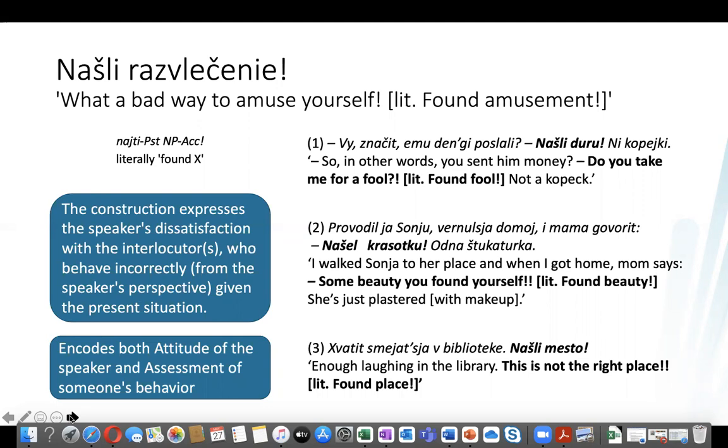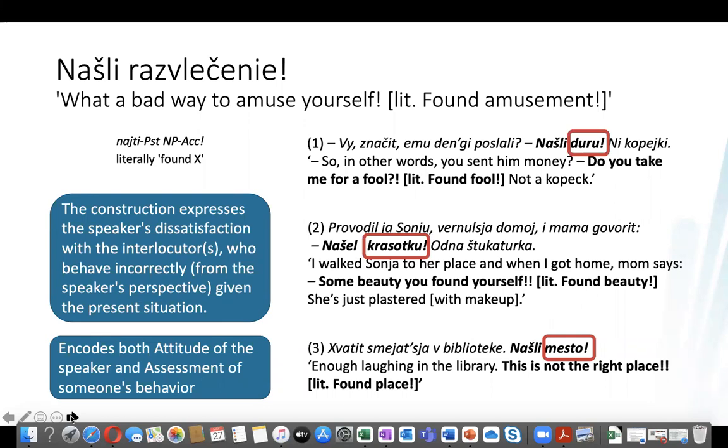So, for example, "дура" is an idiot, and so "Нашли дуру," there we're saying, do you take me for a fool? So that's already a negative word. But "красотка" is actually a positive word. It is, however, coerced into being negative in this example, "Нашел красотку." But "место" is absolutely a neutral word. So a neutral word also gets coerced into being negative.